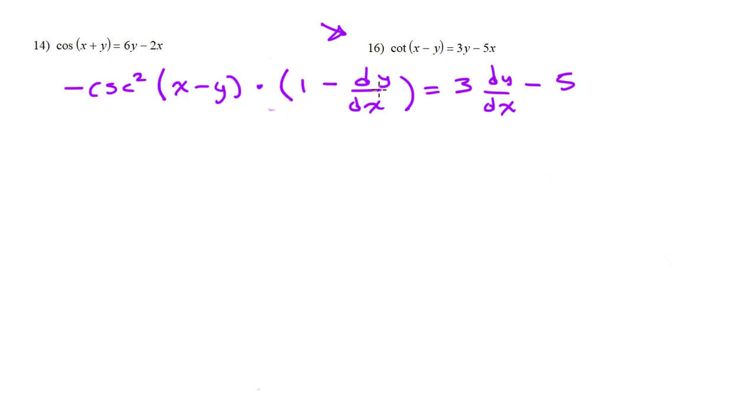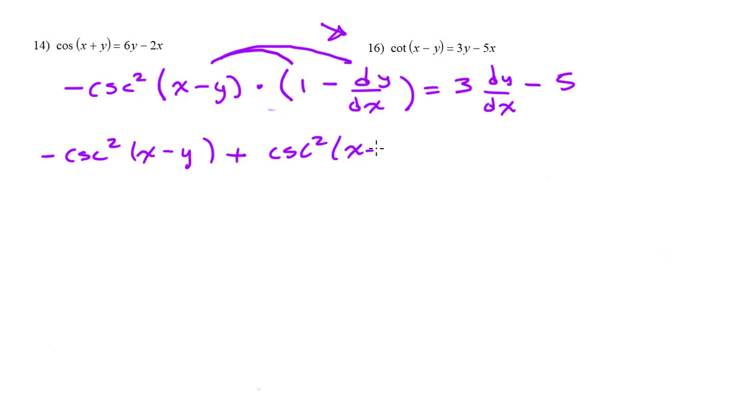And here we have the dy dx. It's in this parentheses, so we have to distribute first to get it out of there. So that's going to give us a negative cosecant squared x minus y. Multiply that by 1, nothing happens really. But then we're going to multiply it by a negative dy dx. Since we got a negative times a negative, that's going to be a positive. Cosecant squared x minus y, and then we'll write the dy dx here at the end. And then on this side we have 3 dy dx minus 5.